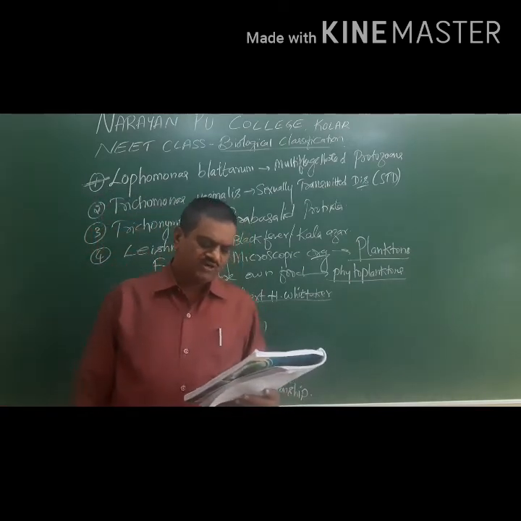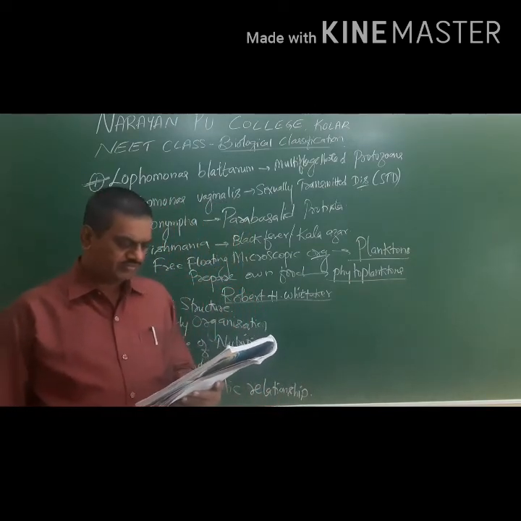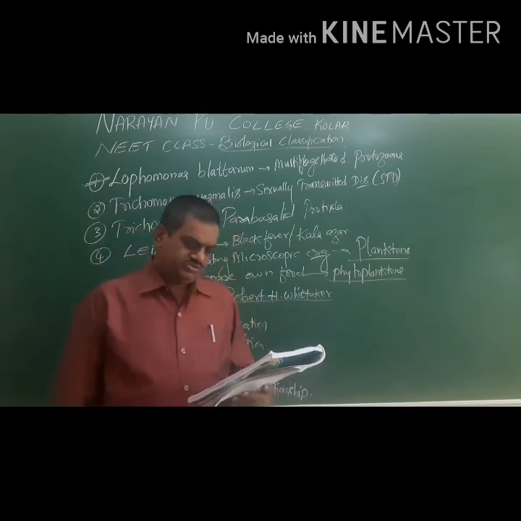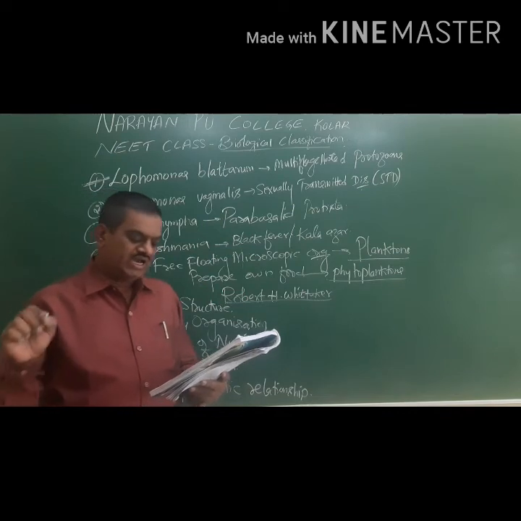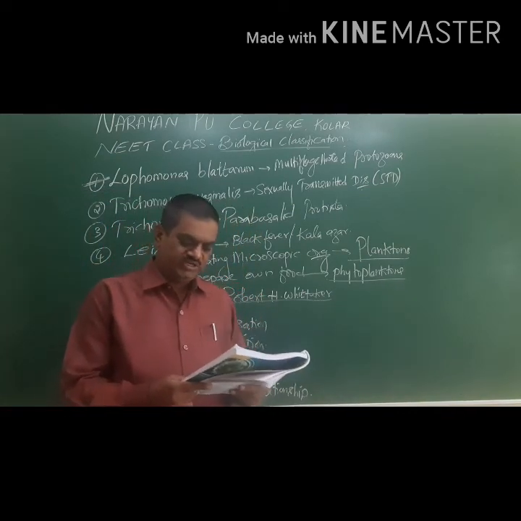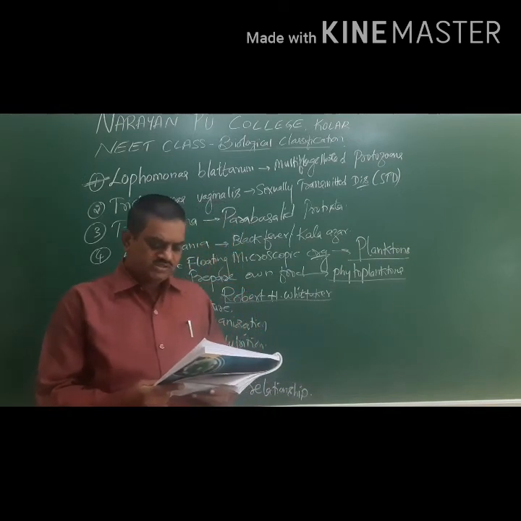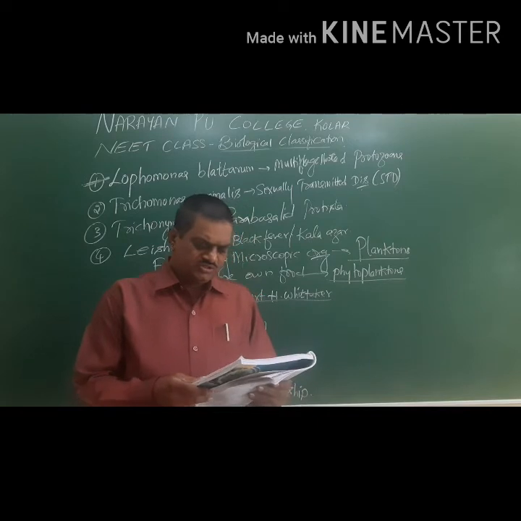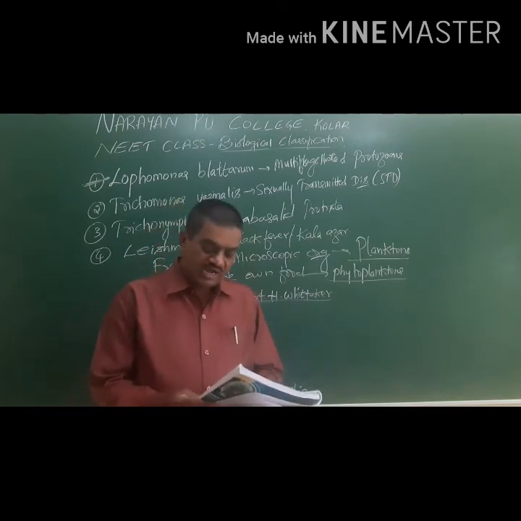So we go for the 12th question. Scala naturae is written by Darwin, Whittaker, Linnaeus, or Aristotle. So here the right answer is Aristotle.